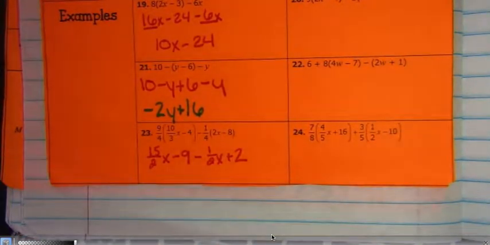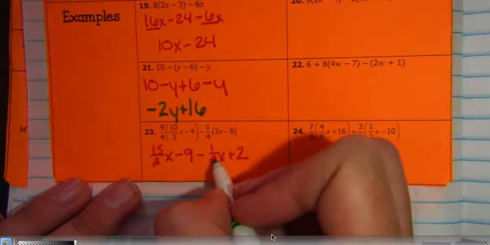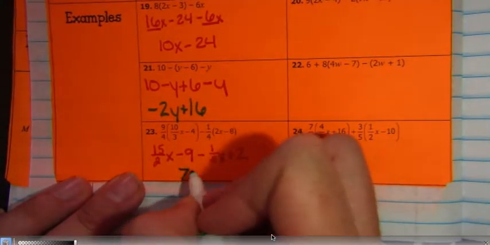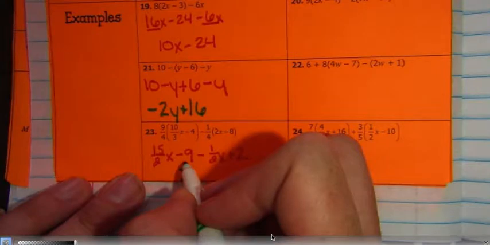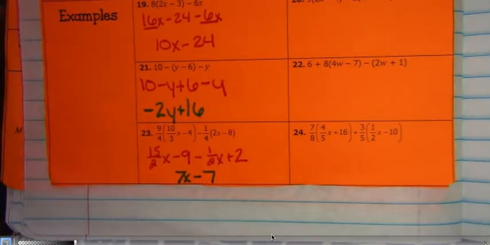All right, now we're going to combine our like terms. So 15/2 x plus -1/2 x, really we would get 14 over 2x, which is just 7x. -9 plus 2, and we're going to get -7. All right, so the fraction's a little harder, but not too difficult.